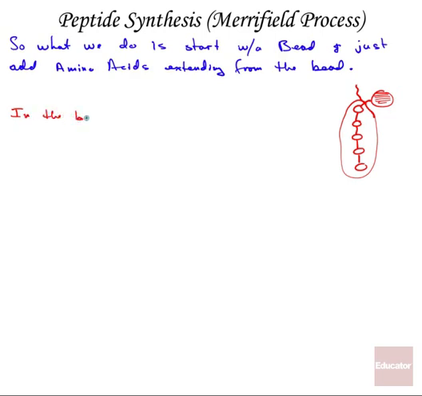Now, in the body, proteins are synthesized. So proteins are built from the nitrogen end towards the carbon end. In other words, on a piece of paper, they're built from left to right, from nitrogen toward carbon. Okay? So in the Merrifield synthesis, it happens in reverse.